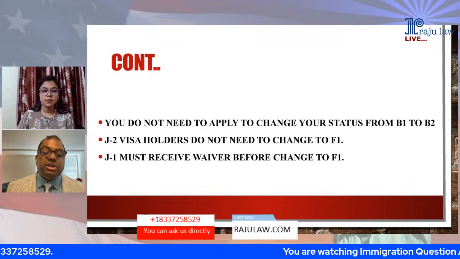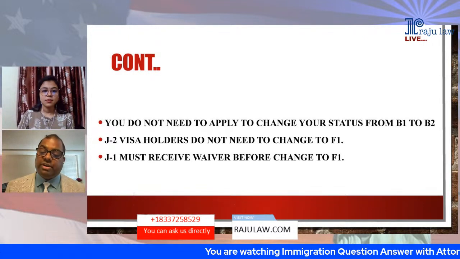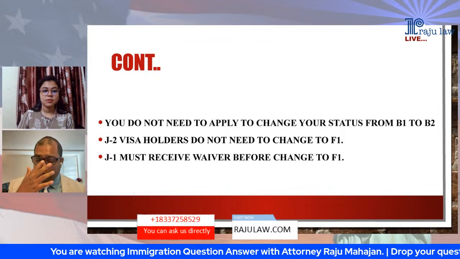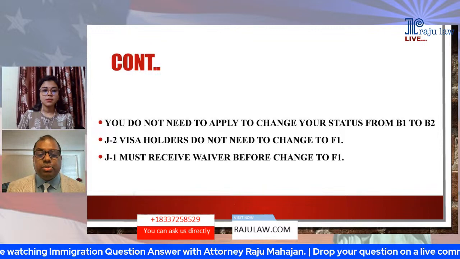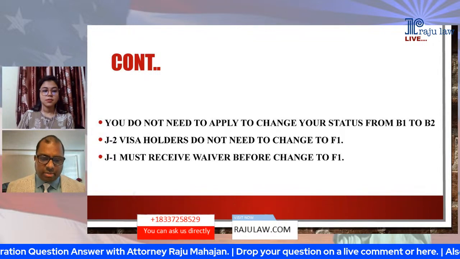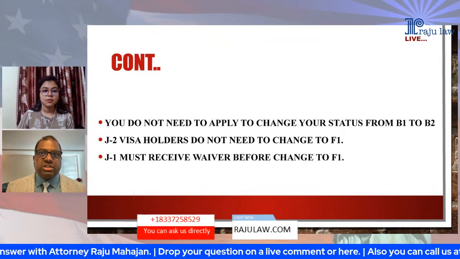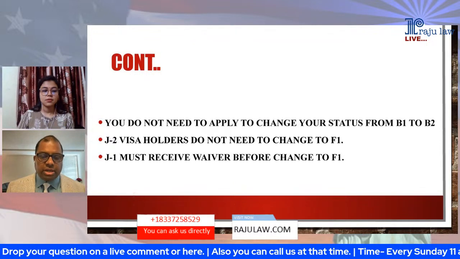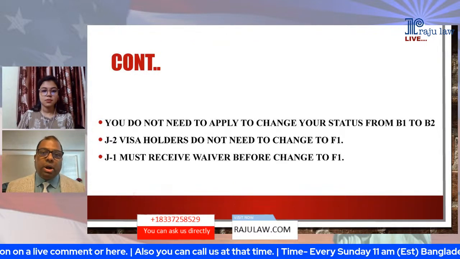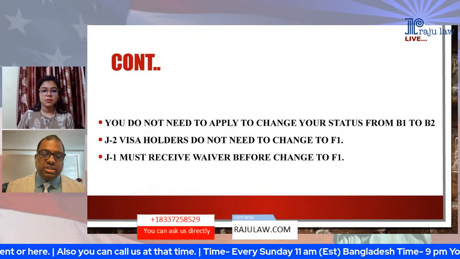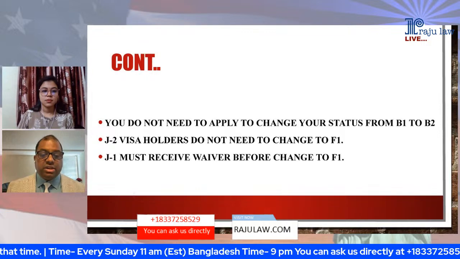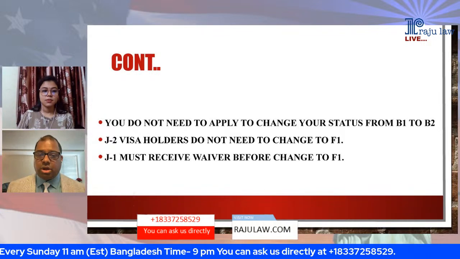Another thing is J1 must receive a waiver before changing to F1. A lot of people, when they come to America under J1 visa, it comes with a home residency requirement, meaning it says that once your course of activity is over, you must go back to your home country, work in this field for at least 2 years, then you can come back to America. Not all J1 visas have this requirement. Some J1 has this requirement, some don't.